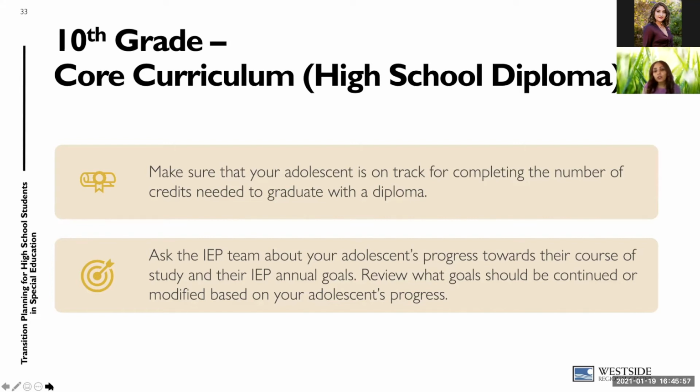Not only should the student be working on what courses they've successfully completed, and what courses they should be completing. They also should be working on specific goals that are on the IEP to ensure that they're able to meet their goals in terms of being an independent person prior to leaving high school. Next.